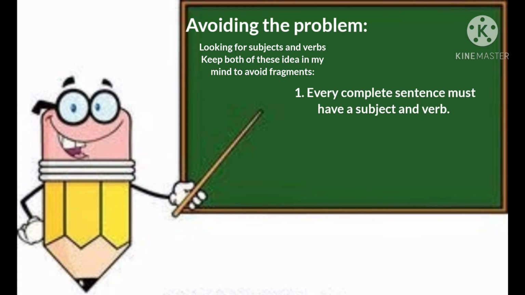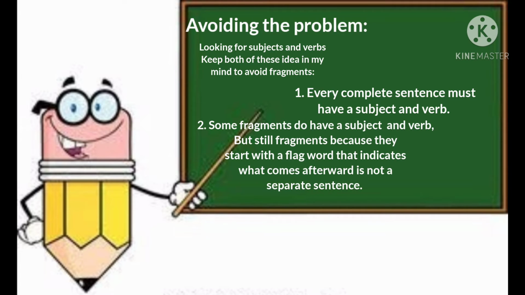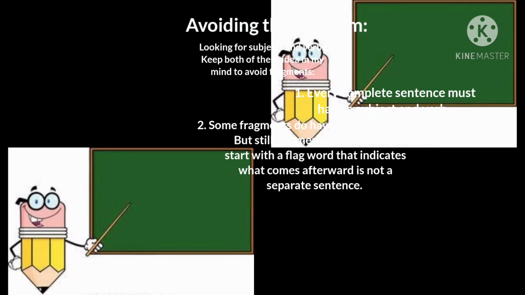Avoiding the problem: looking for the subject and verb. Keep both of these ideas in mind to avoid fragments. First, every complete sentence must have a subject and a verb. Second, some fragments do have a subject and a verb but are still fragments because they start with a flag word that indicates that what comes afterward is not a separate sentence.